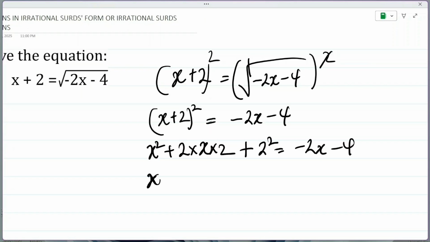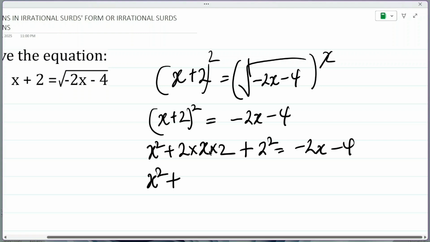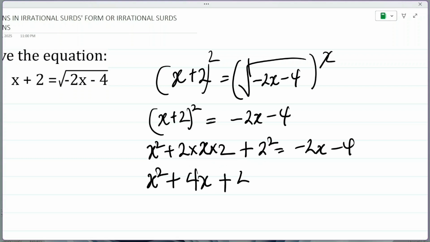Next you have x squared plus, you multiply 2 times x times 2, you can multiply the numbers first. 2 times 2, 4, times x, that's 4x, plus 2 squared, that's 2 times 2, that's 4. The square means you multiply by itself. I've seen students in a situation where they have 3 squared and they went to say 3 times 2, 6. It's wrong. 3 squared is 3 times 3, that's 9. So you should be careful not to make that mistake. Equals minus 2x minus 4.